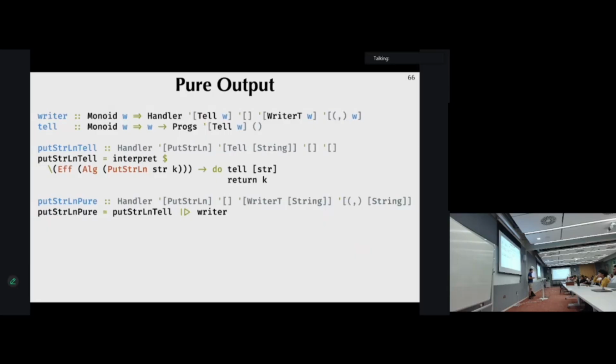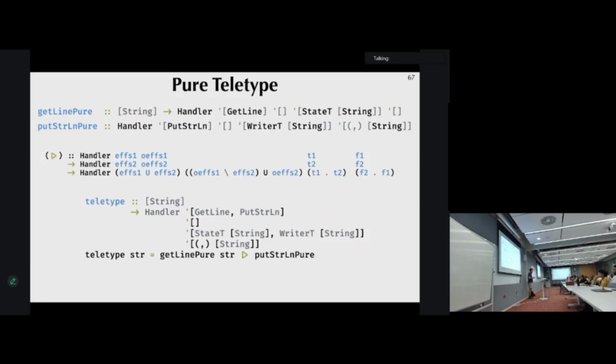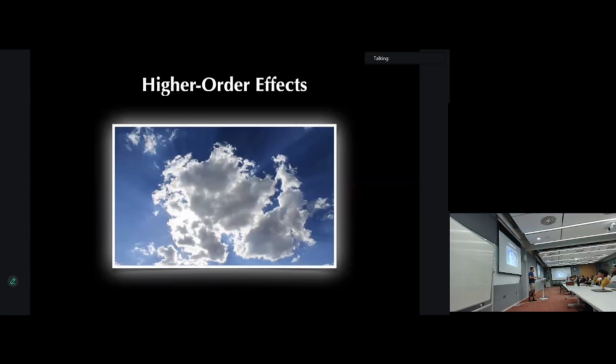Pure output, this is me just saying what writer stuff is going on. I don't need to know that. And then this is how you put teletype together as the composition of different effects handlers. So the point is that we can compose in the way we build these semantics, bigger semantic blocks out of smaller ones.